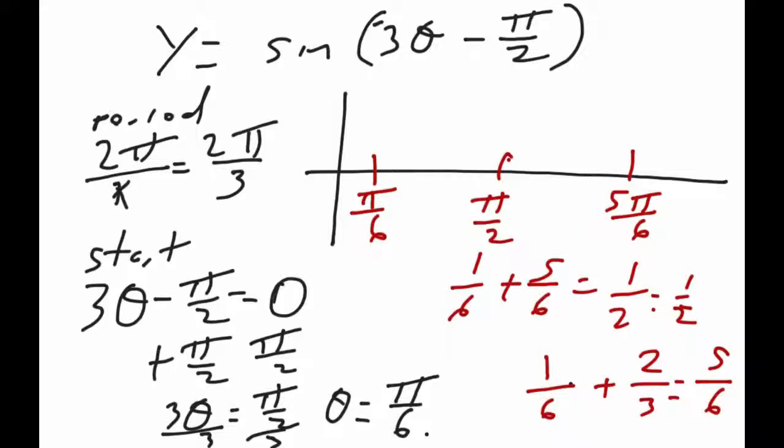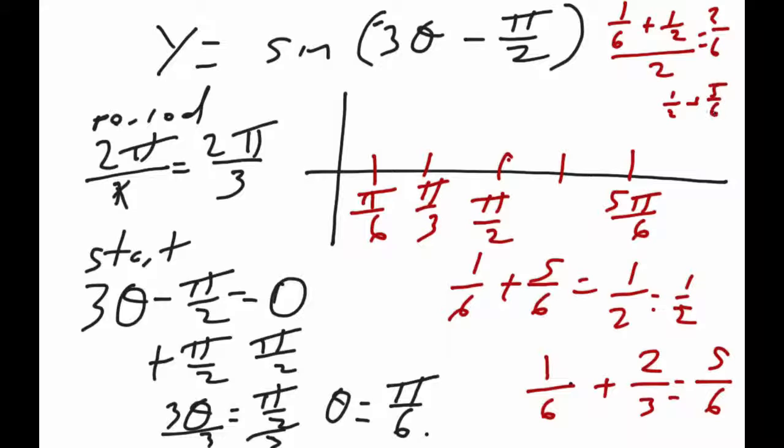What is right in the middle of 1/6 and 1/2? Well, 1/6 plus 1/2 divided by 2 is going to be 2 over 6, or 1/3. What's right in the middle of 1/2 and 5/6? 1/2 plus 5/6 divided by 2 is going to turn out to be 2/3. So we got 2 pi over 3.